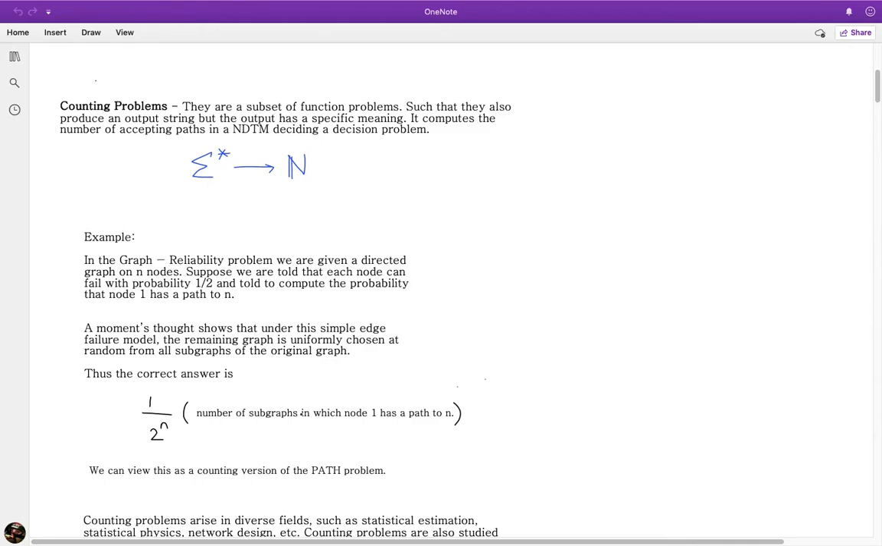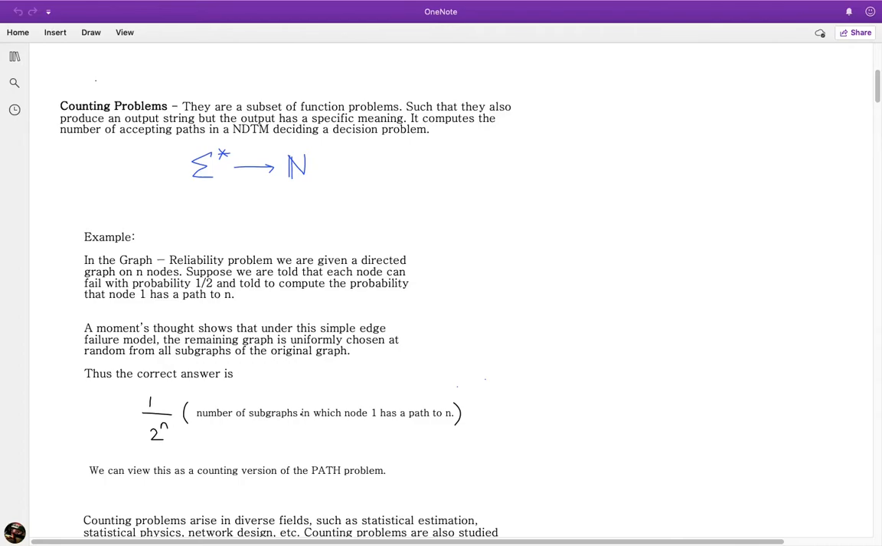So we can think of different ways using probability theory to come up with a probability which will calculate the failure probability, and we can subtract it from the total probability, and we'll probably get the success probability for node 1 to have a path to n. But instead of going through that route, we can think of it as a counting problem.